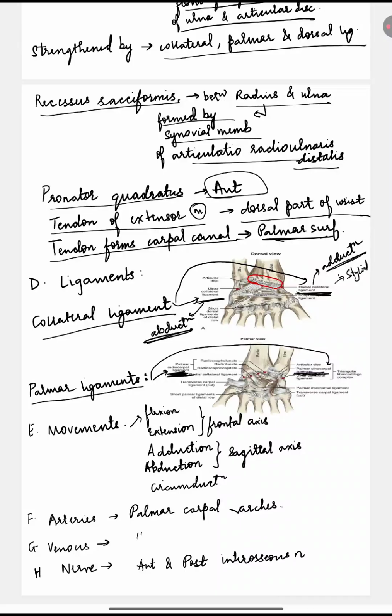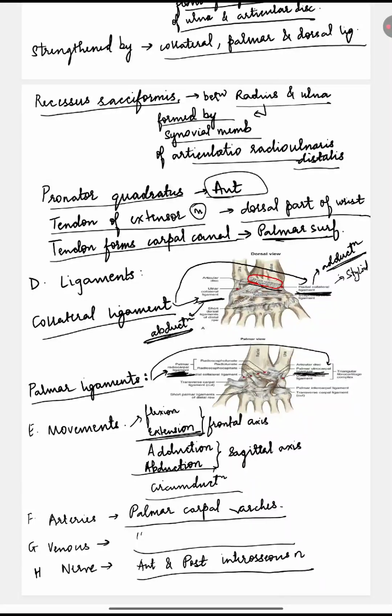Now there are some dorsal ligaments. Which are those? Dorsal radiocarpal ligament and dorsal radio-ulnar ligament. Next is movement: flexion and extension, adduction, abduction, circumduction. Artery, palmar carpal arches, which are superficial and deep. Venous is palmar carpal arches, and nerve supply is the anterior and posterior interosseous nerve.